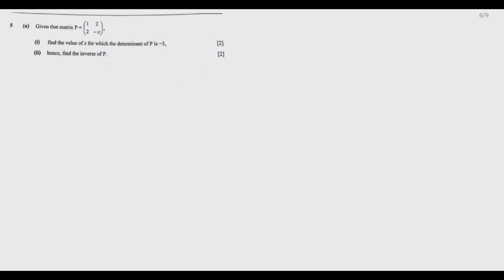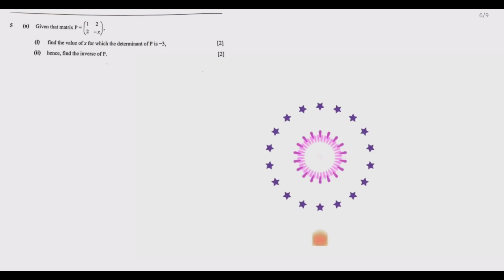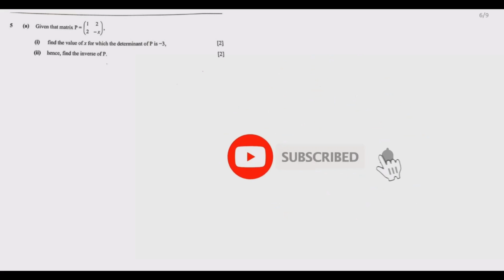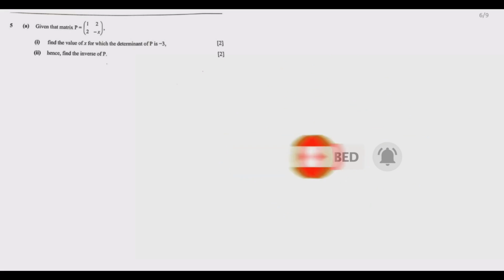Welcome to today's session. Today we are looking at question 5 from the 2021 grade 12 mathematics paper 2. Question 5 reads: given that matrix P equals 1, 2, 2, negative x, find the value of x for which the determinant of P is negative 3. This is 2 marks.